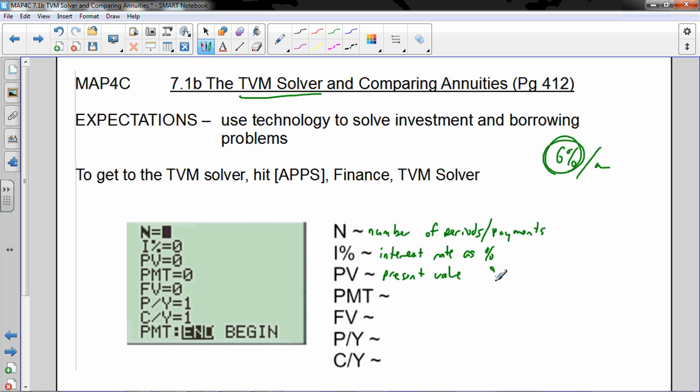We think of this as P in our formulas. PMT is payment, which kind of makes sense, and this we think of as R, the regular payment. FV stands for future value, and we think of this as A in our formulas. These two things, PY stands for payments per year, and CY is compounding periods per year.